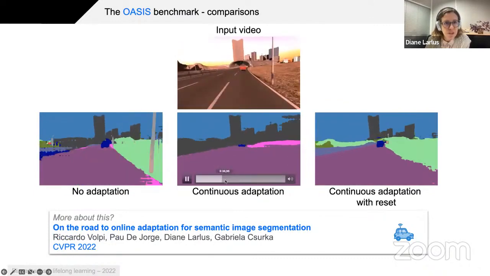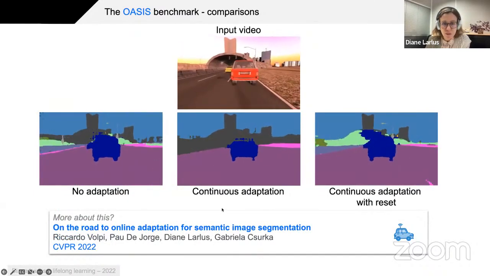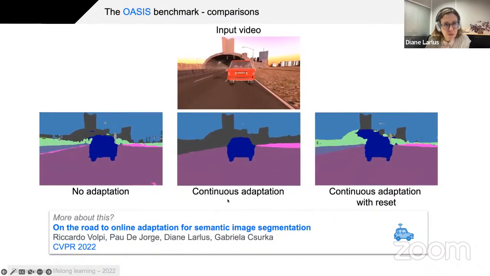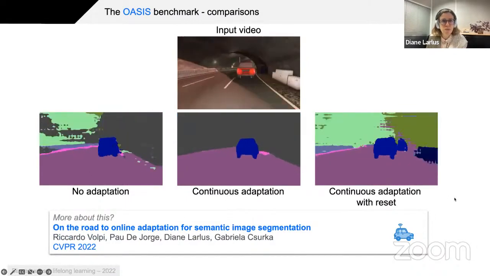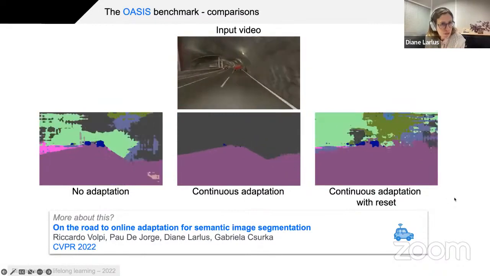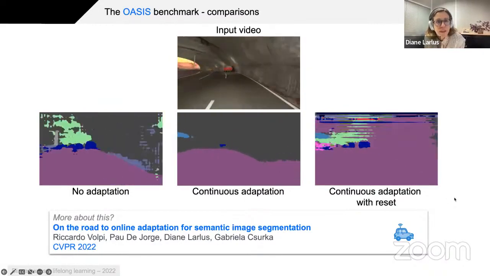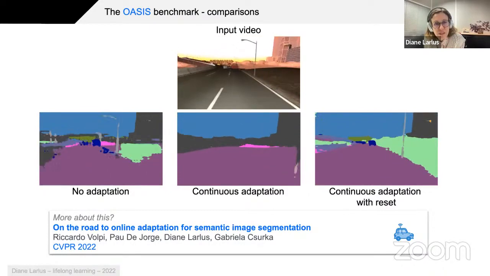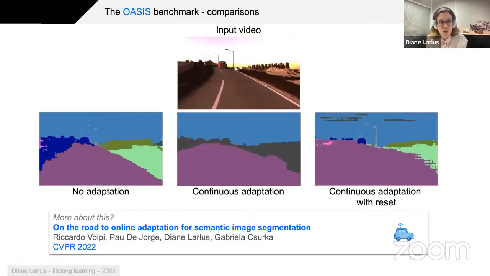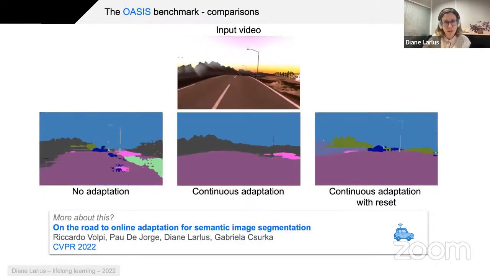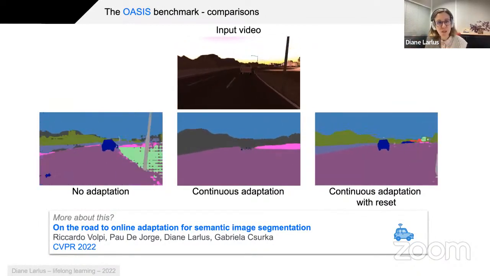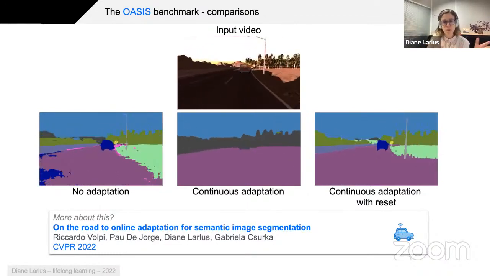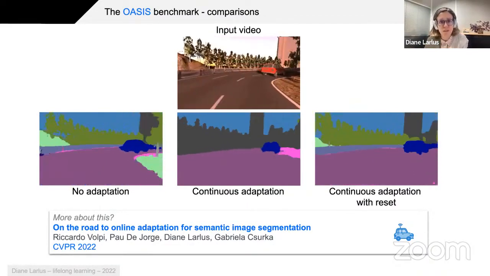When you continuously adapt, you start being more and more confident with the very frequent classes, but you tend to completely forget about the very rare ones. And with reset, this is a fairly acceptable trade-off, where you still have a few errors because it's a very difficult task, but you do not forget entirely the rare classes. And you can also have a model that sequentially adapts and can deal with this very strong appearance change due to the illumination change, going from the daylight to sunset.